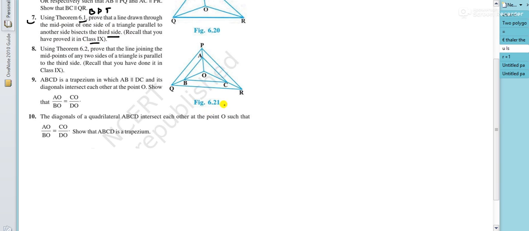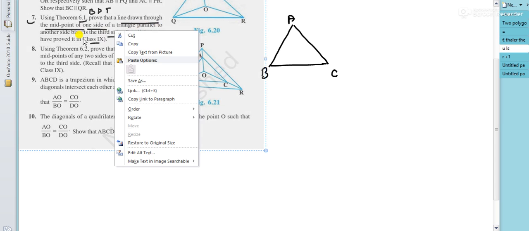So first of all, you have to draw a figure. Okay, draw a triangle first. We'll name this as ABC. Okay. Now read the question. Prove that a line drawn through midpoint of one side of a triangle, parallel to another side, bisects the third side. Prove that a line drawn through midpoint of one side of a triangle, okay.